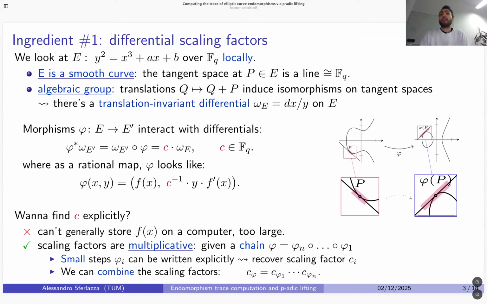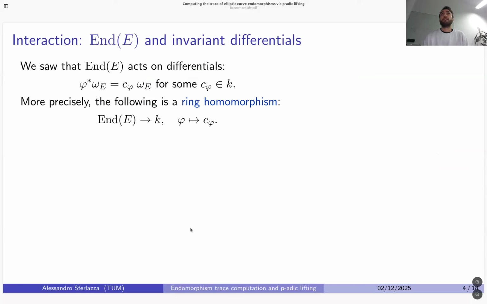And then by multiplicativity of scaling factors, whenever we have a chain of small isogenies, which is the way we usually represent them on a computer, the scaling factor of the composition is just the product of the single scaling factors of the individual steps. So whenever we've got a chain, we've got a computational way to retrieve a scaling factor. Now, how do we use them?